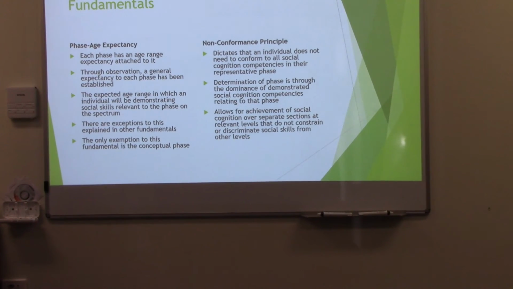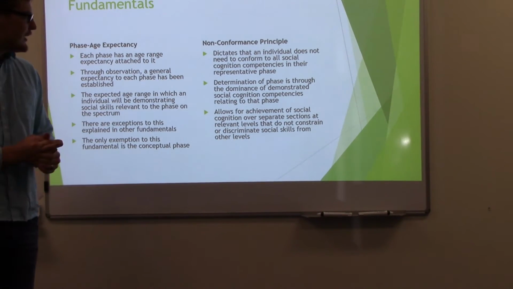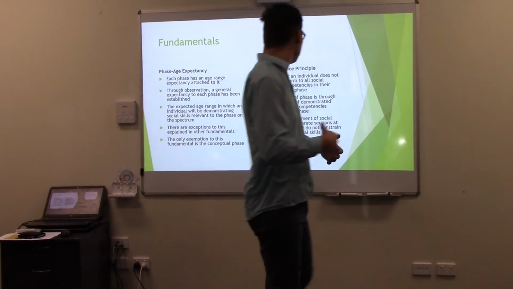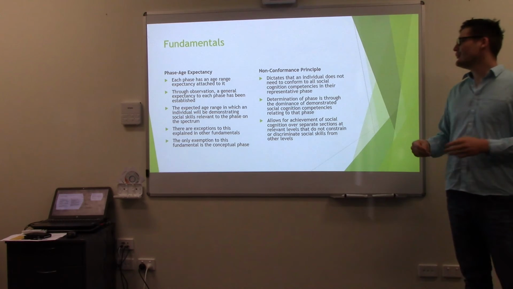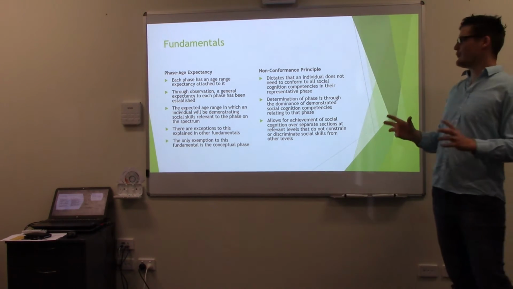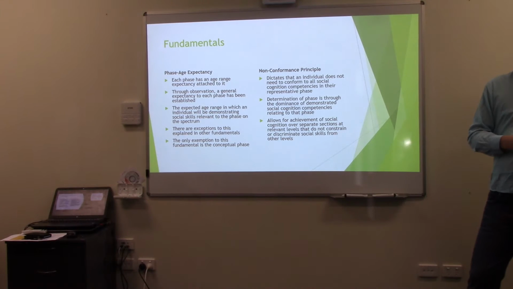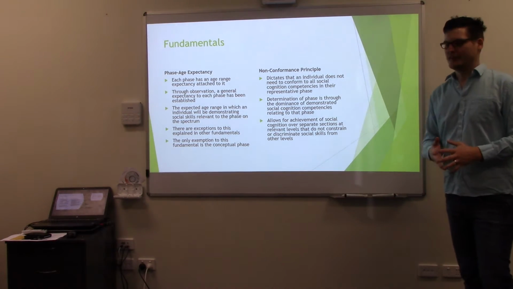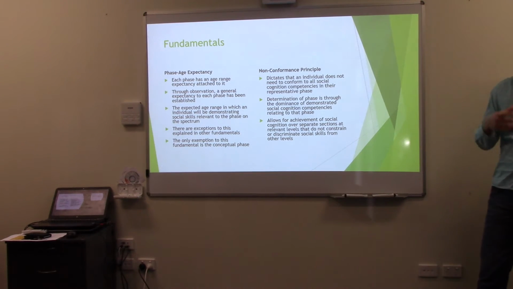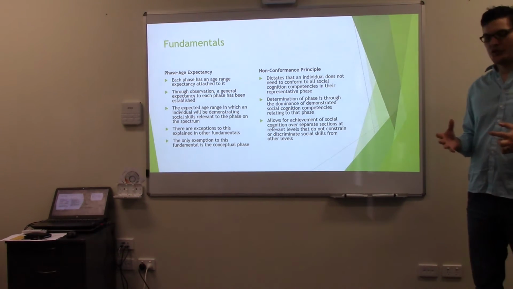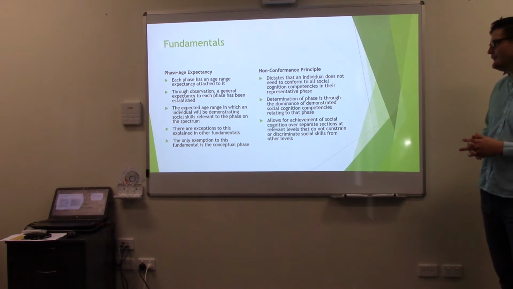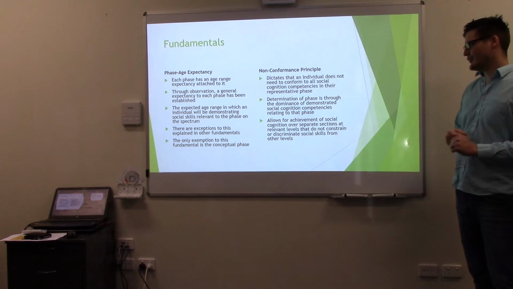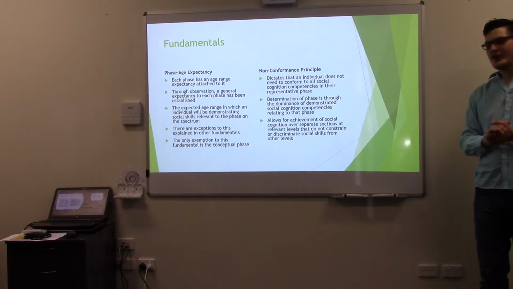Okay. So next thing is we have the non-conformance principle. This basically states that an individual does not need to conform to all aspects of social cognition and all the competencies in the representative phase that they're in. What we do is we determine what phase of social cognition they are in through demonstration of a majority of social cognitive competencies relating to that phase.